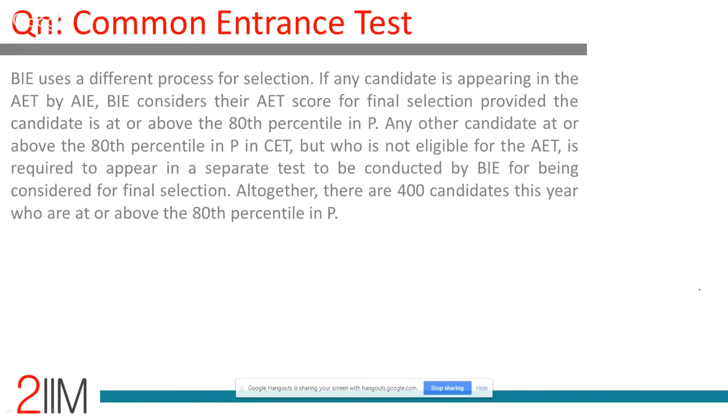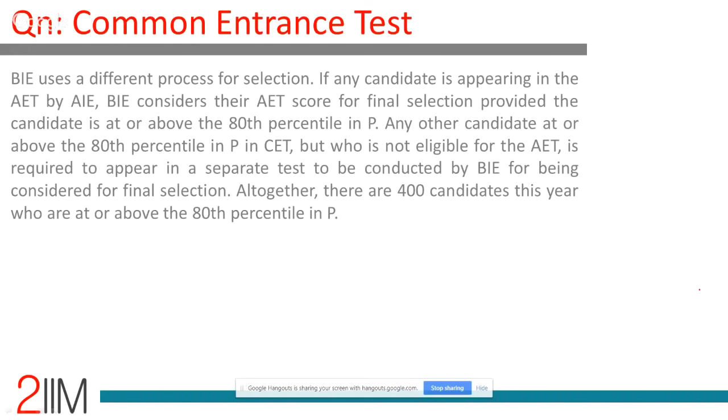So I presume BIE is a physics-based institute. Basically saying if you're qualified for the AET, you're good enough, and you've got 80th percentile in P, you're good enough in physics, then you do not need to take another exam that I'm providing. I'll just take that score and you're through. Any other candidate at or above the 80th percentile in P in CET, but who's not eligible for the AET, is required to appear in a separate test to be conducted by BIE for being considered for final selection.